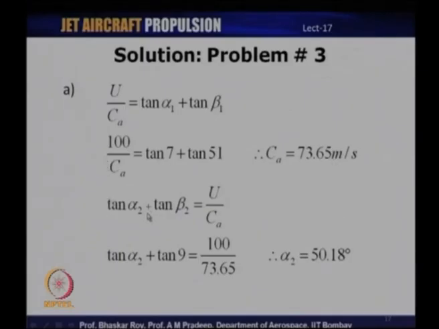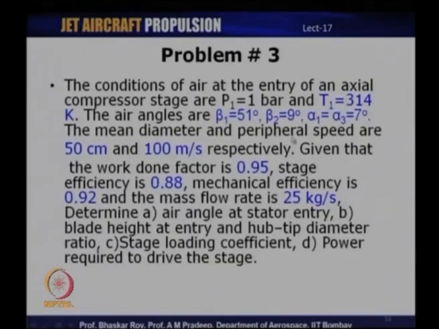The same velocity triangle also tells us that tan alpha 2 plus tan beta 2 is also equal to U by C_A. Beta 2 is already specified, that is 9 degrees, U is known, and C_A we have just now calculated. So, if we substitute for that here, we get tan alpha 2 plus tan 9 is equal to 100 by 73.65. Therefore, alpha 2 is 50.18 degrees. So, that is the angle at the stator entry. So, we have calculated alpha 2, which is the first part of the question.